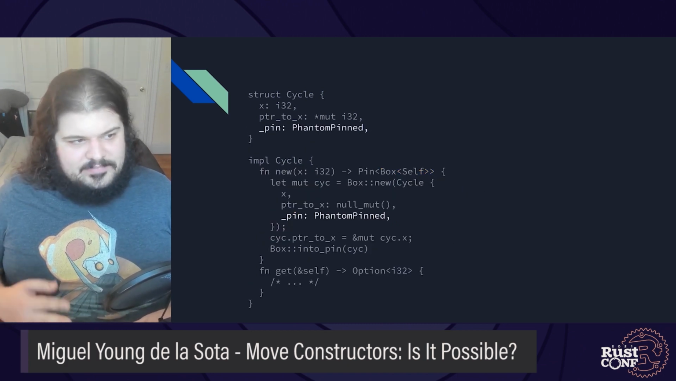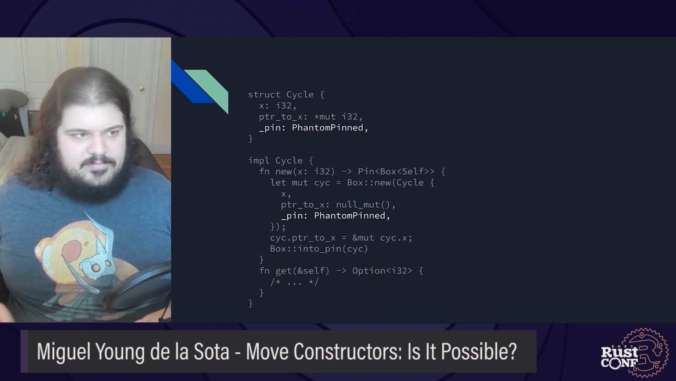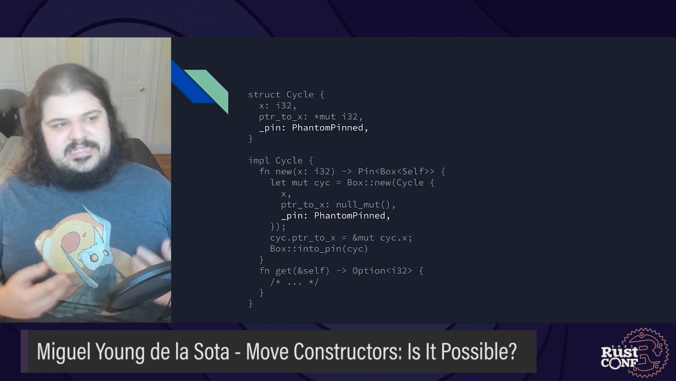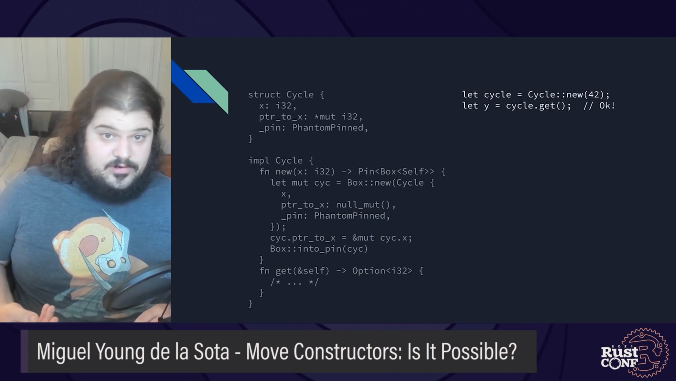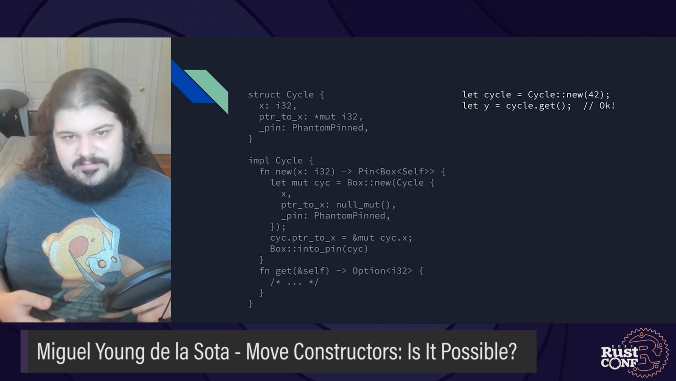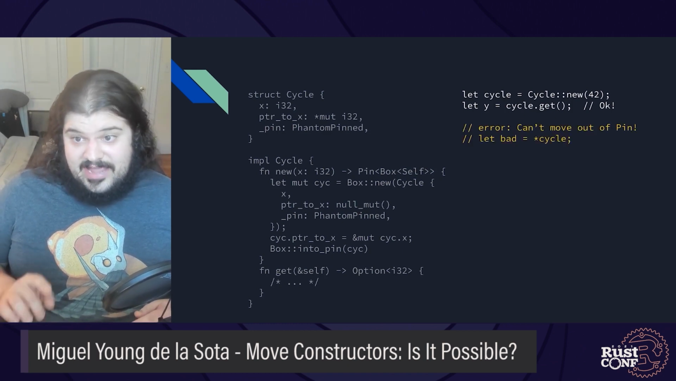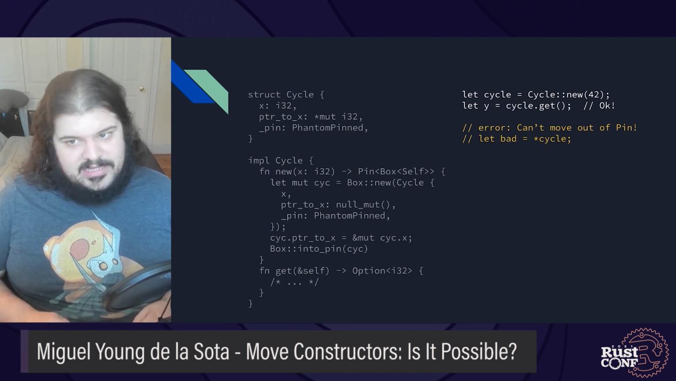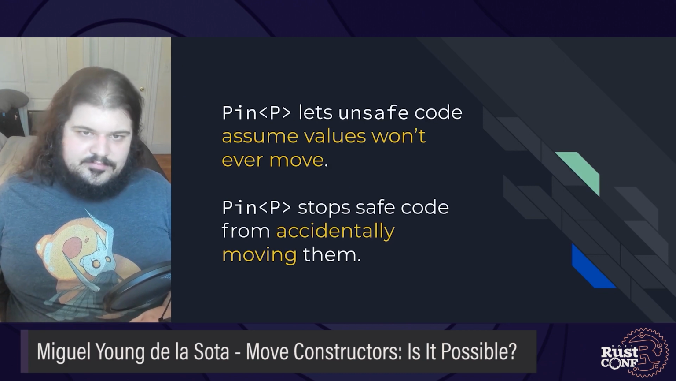The PhantomPinned type is a zero-size type that just disables Unpin. Every type that cares about its address needs to include this type as a field. We can now write our code as before without any issues. Cycle::get will not dereference a dangling pointer. Note that we can't move out of it like we could with a normal box. This ensures that safe code can't do anything rude.